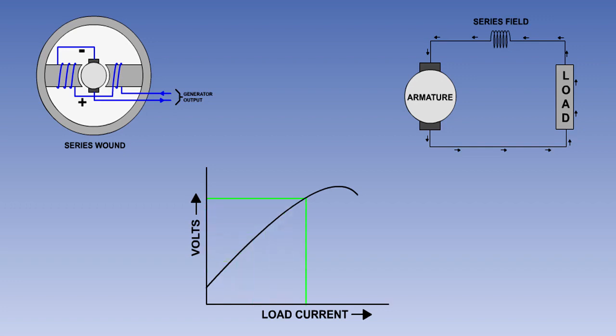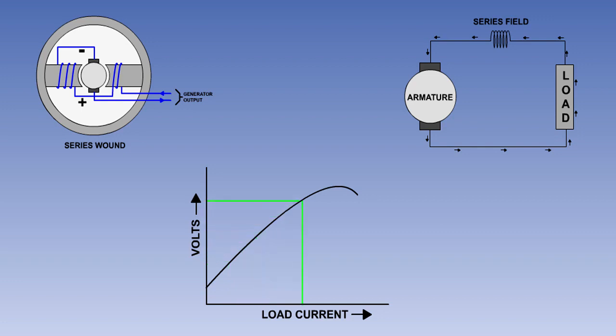A point is reached where any further increase in load current does not result in greater voltage, because the magnetic field has reached the point where no more magnetic lines of force can be absorbed by the pole pieces. This is known as the field saturation point.